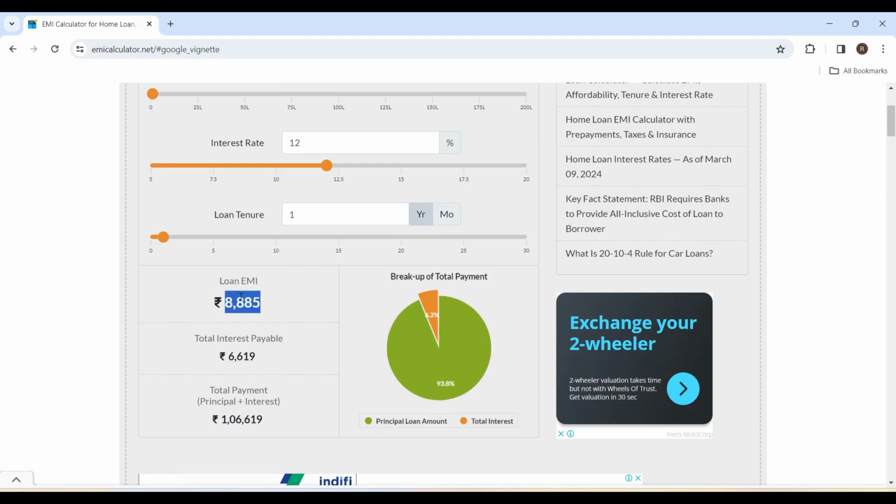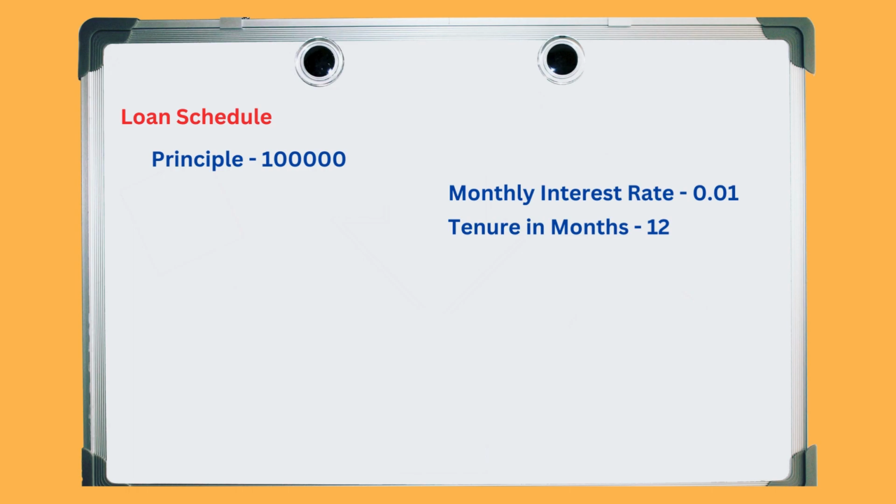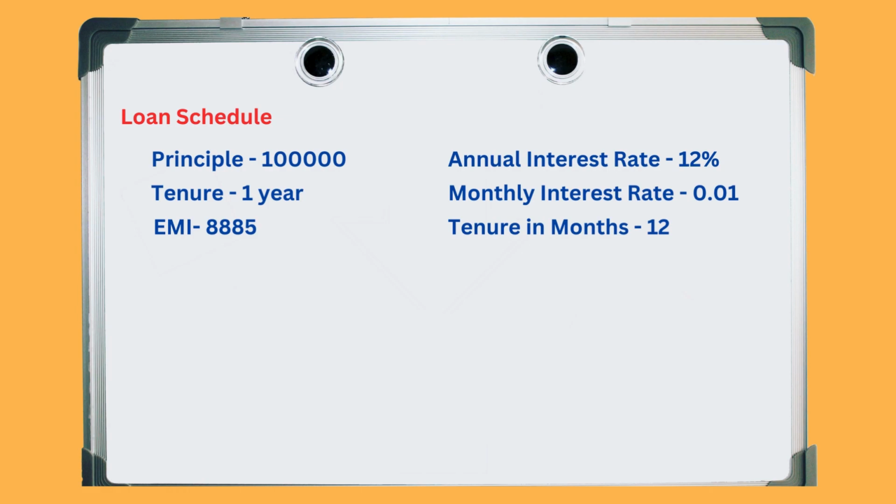Now it's time to calculate the schedule as well. As I explained earlier, when financial institutions or banks lend loans, they do not calculate the interest for the entire year. They calculate only on a monthly basis. Let's take the previous example: the principal amount is 1 lakh rupees, the annual rate of interest is 12, and the tenure is 1 year. The EMI for this loan is 8885, as we calculated earlier.